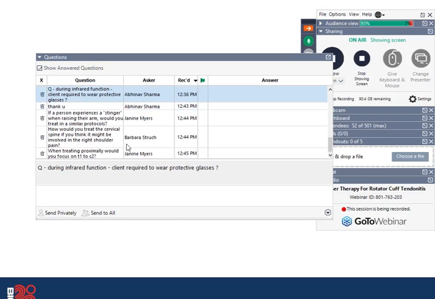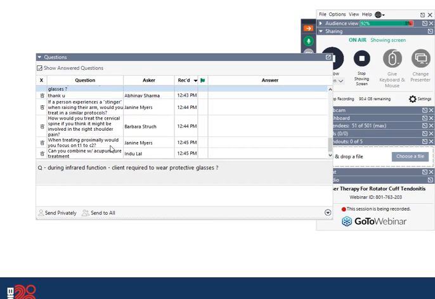How would you treat the cervical spine if you think it might be involved in the right shoulder pain? If I think there's some referral coming from the neck, or if I want to treat the innervation supplying the shoulder, I'm going to treat the right. So for the right shoulder, I'm going to treat the right portion of the cervical spine. Instead of treating the entire cervical spine, I'll just treat the right side, and I'll use a laser probe on the exiting nerve roots that will be supplying the rotator cuff muscles.